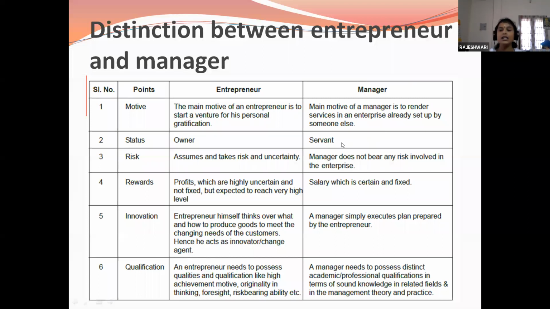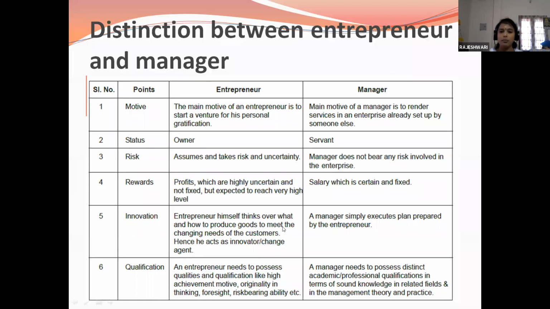But in that you can't do your creation, your innovative things in that field. And the status of the entrepreneur means you are the owner of your business, while the manager is working for someone else. Then risk means an entrepreneur assumes and takes risk and uncertainty. You can handle different types of risk that you have to take.